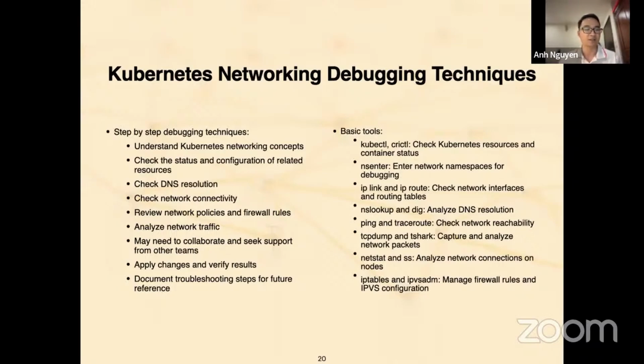The sixth is analyze network traffic, to capture and analyze network packets using tcpdump or tshark to diagnose network issues. The seventh, we may need to collaborate and seek support from other teams. The eighth, we implement changes and verify the result. And the last step is document the steps for reference in the future.